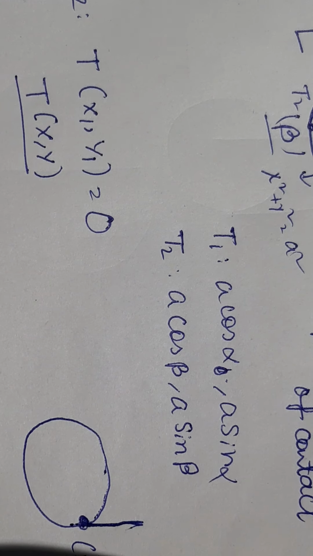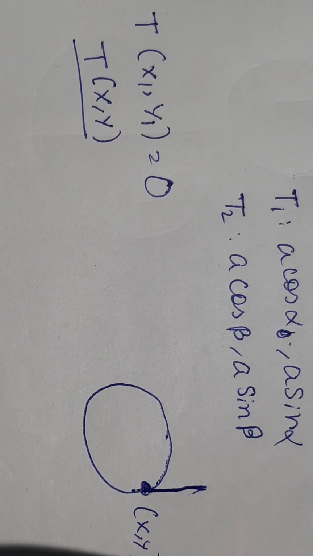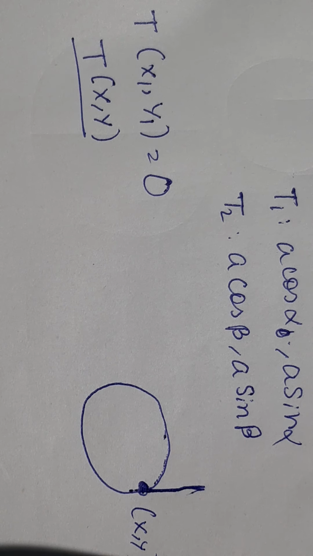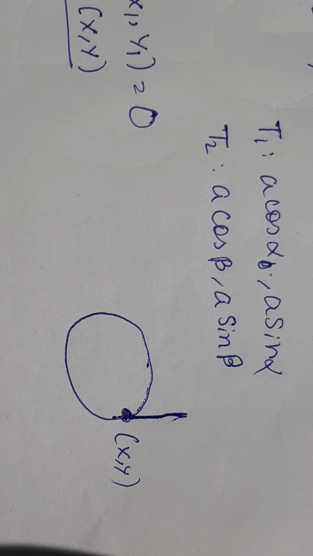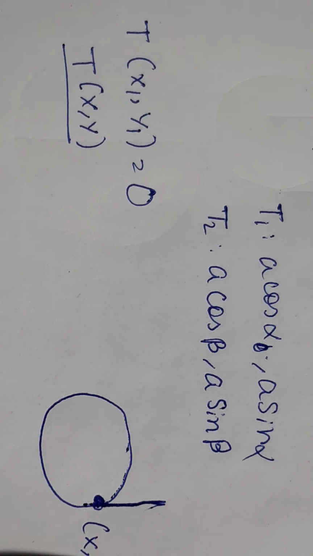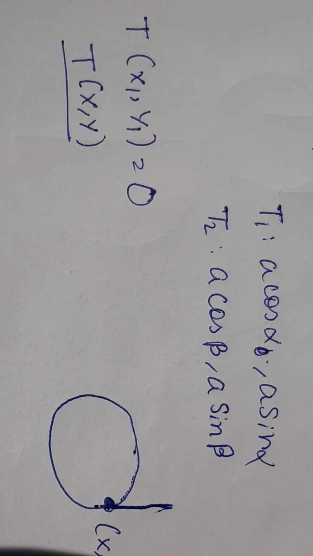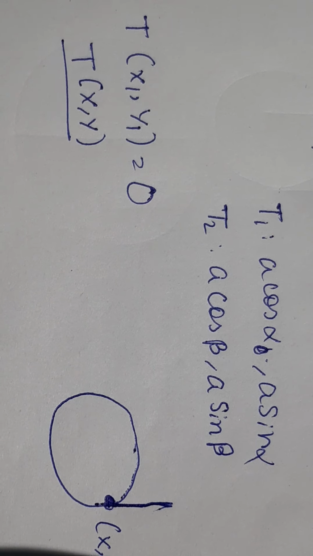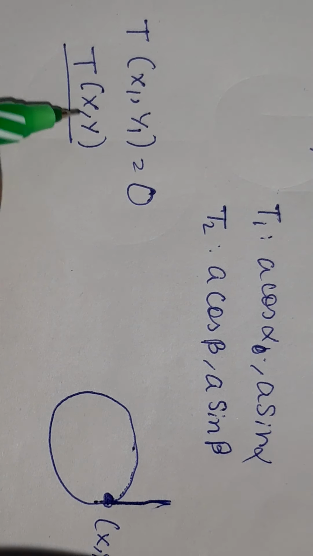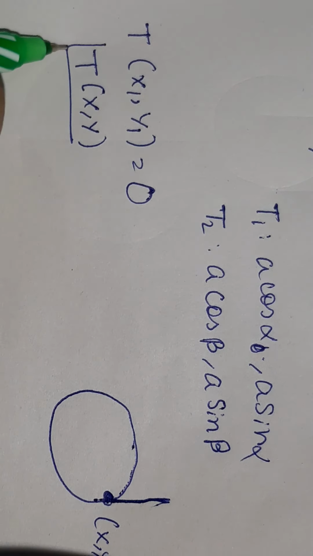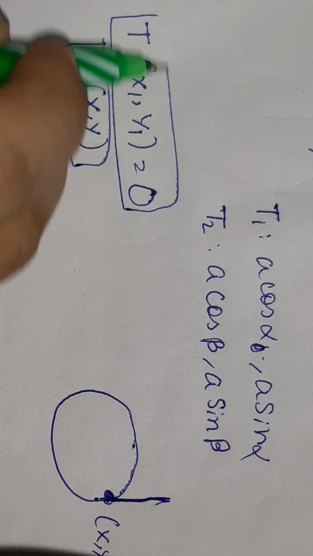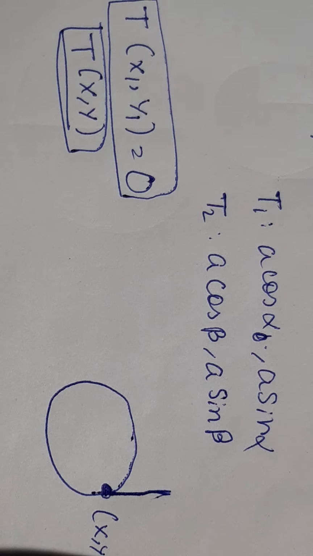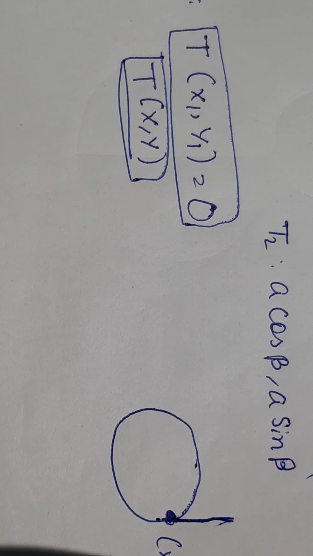So though this point P(x1, y1) is not on the circle, we assume that if (x1, y1) is on the circle, then what will be the equation of the tangent from this point (x1, y1)? That is simply: put x1, y1 in the equation, and that will form T(x1, y1) equals 0. Then what is T(x1, y1) equals 0?